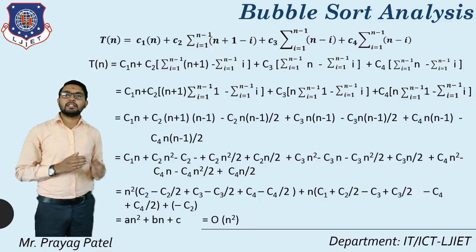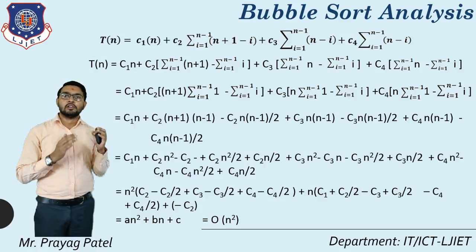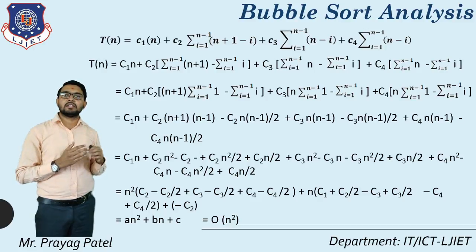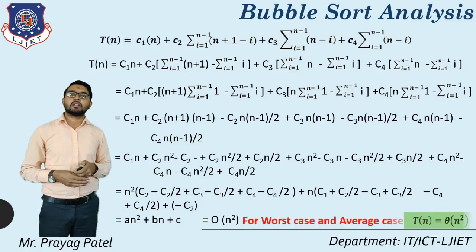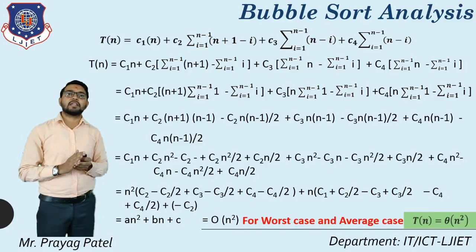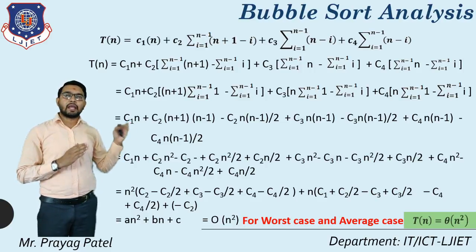So what is the complexity of this equation? Here we consider the highest power of n, because a, b, c are constants. The highest power of n is 2, so our complexity is big O of n square. So the worst case and average case complexity of the bubble sort algorithm is equal to n square.